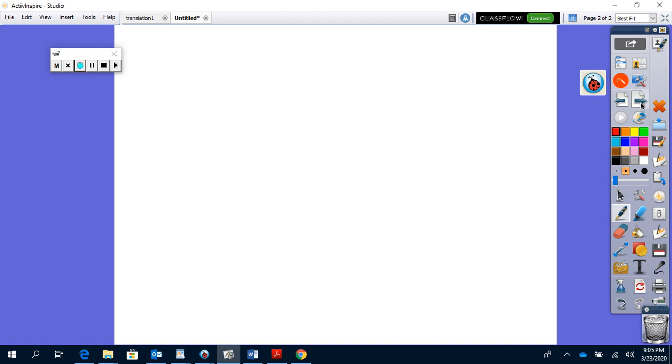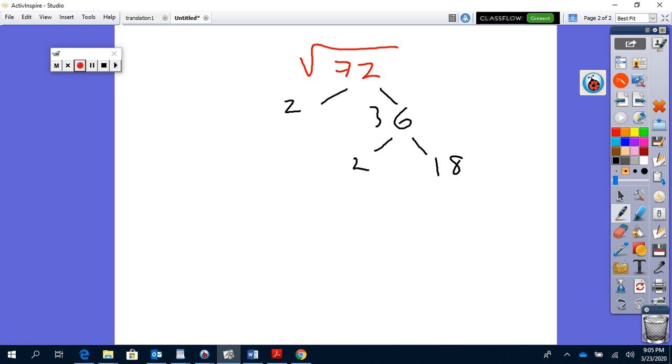Okay, let's try a slightly more difficult one. Let's try the square root of 72. So we're going to do the same thing, break it down with a factor tree. So 2, 36, 2, 18, 2, 9, and 3, 3. So we have 5 prime factors, 2, 2, 2, 3, 3. So our factor tree is finished. Let's see how we find the square root.